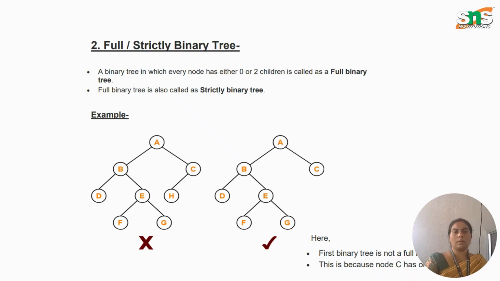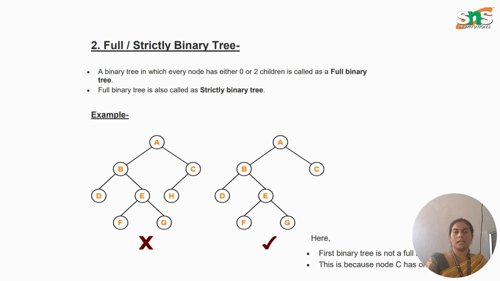Here two comparisons are being given, which is right and which is wrong. Basically a fully binary tree has 0 or 2 children. In the left diagram, if you see, A is bearing B and C child nodes, B is further bearing D and E, and C is bearing H, and E is bearing F and G. Here, A bearing B and C is right, B bearing D and E is right, and E bearing F and G is right.